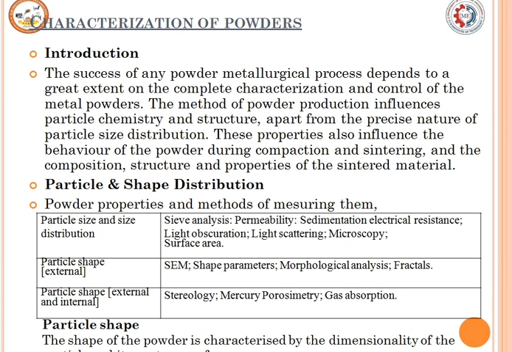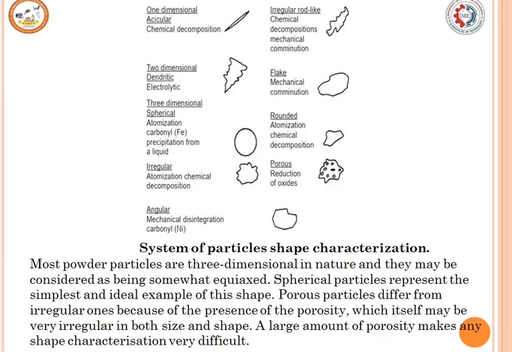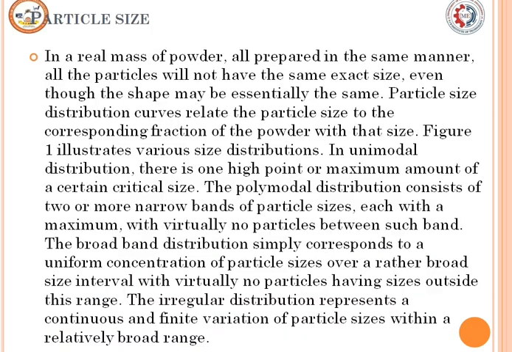The particle shape of the powder is characterized by the dimensionality of the particle and its contour surface. There are different types: one-dimensional, two-dimensional and three-dimensional particles. Outer surface shapes are shown. If it is angular, it has one shape. Others are irregular, circular, spherical, flake, porous, and irregular rod-like structures. Like this, different particle shape characterizations are obtained.